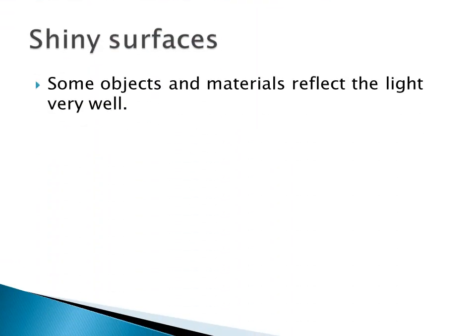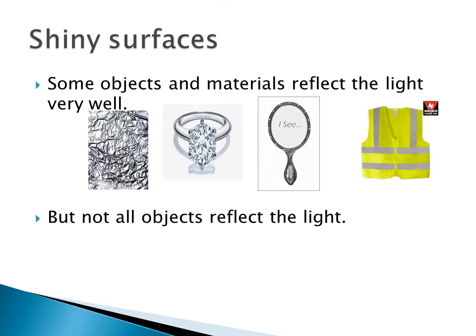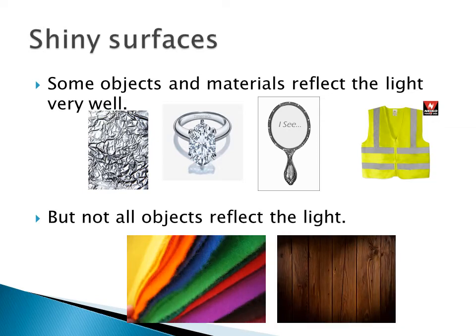There are some objects, shiny objects. Shiny objects reflect the light very well. Like what? Like the aluminium foil. It seems to be bright. The diamond ring, the mirror, and the clothing, the clothing here, worn at night, this protective clothing, right? So, some objects reflect the light very well, but not all objects reflect the light, like the fabric and the wood. Okay, they do not reflect the light.